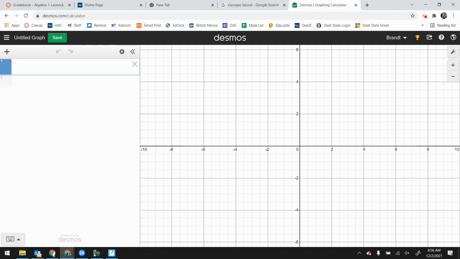Now, you want to see the beauty of this Desmos calculator? Let's take the equations that we just graphed by hand and plug them in. You can see it on your guided notes there, so I got my paper out. It was y is equal to negative 2x plus 5. So you're going to type in y is equal to negative 2x plus 5. Look at that, it graphed our line for us.